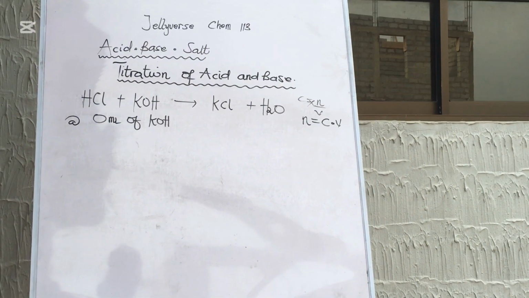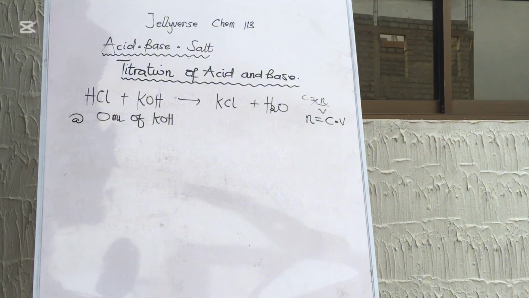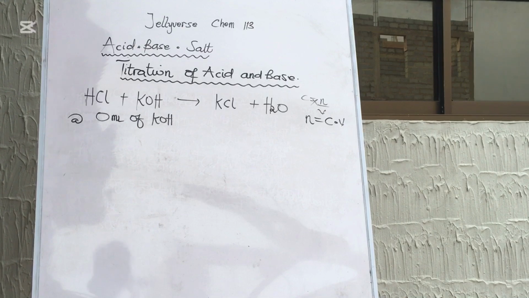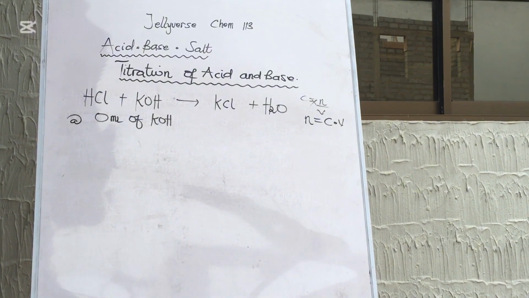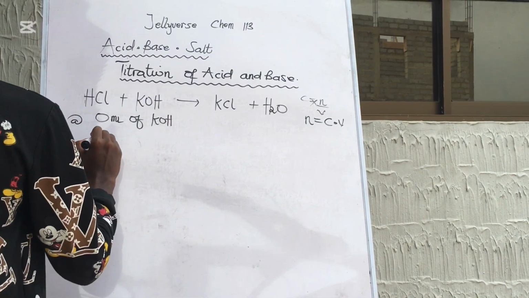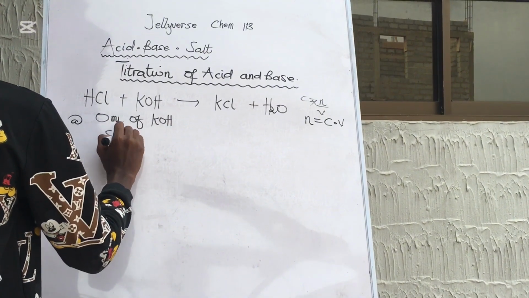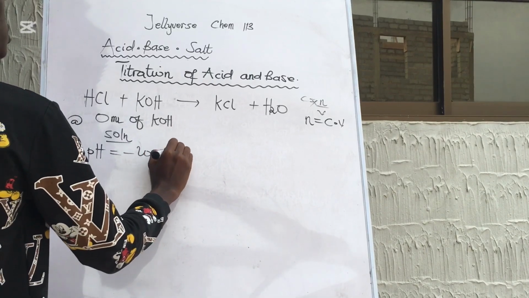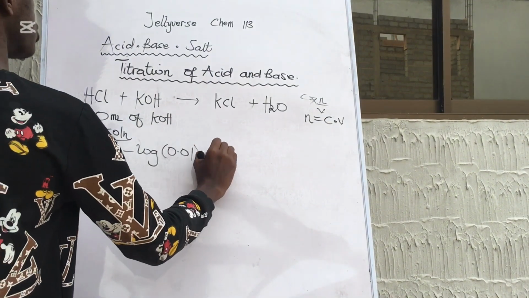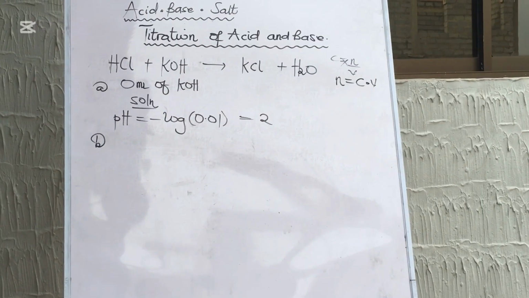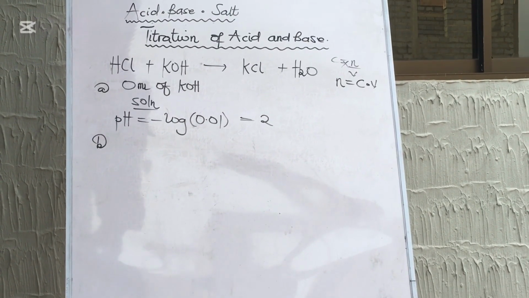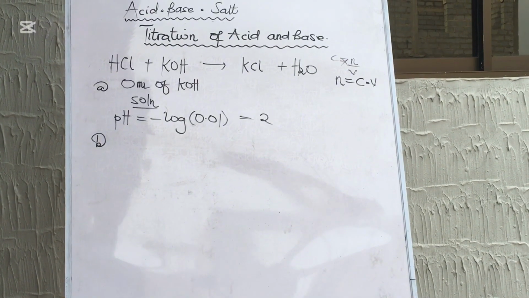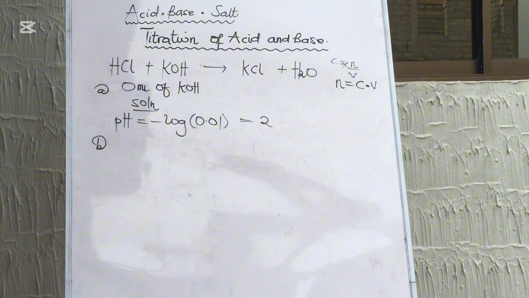Now let's proceed. To find the pH, we first need to know the concentration of the HCl, and they've given the concentration of the HCl to be 0.01. So for the first one, our pH will be equal to negative logarithm of 0.01 molar, which will give us 2. So now the titration process has begun, where the second one is requesting you to find the pH when 15 ml of the KOH has been added to the solution.